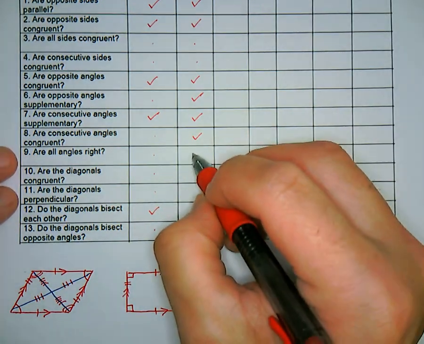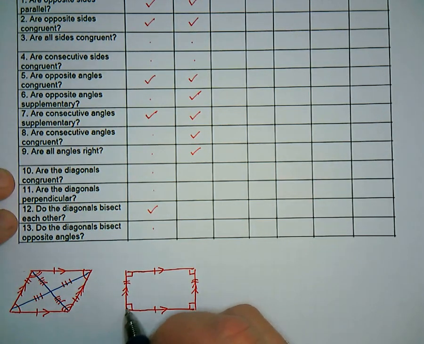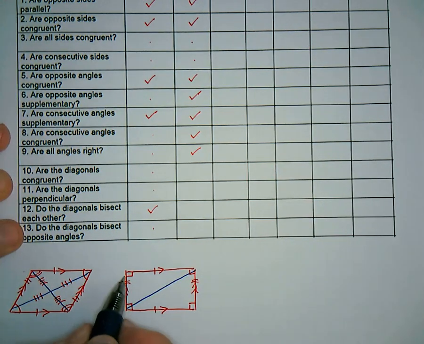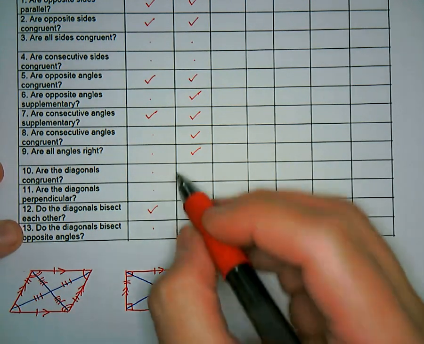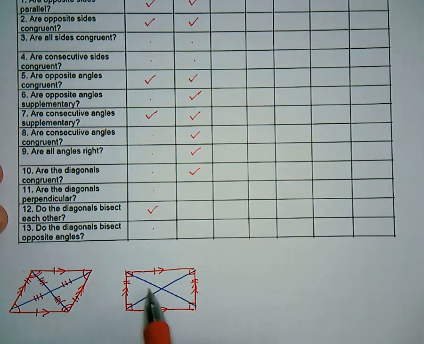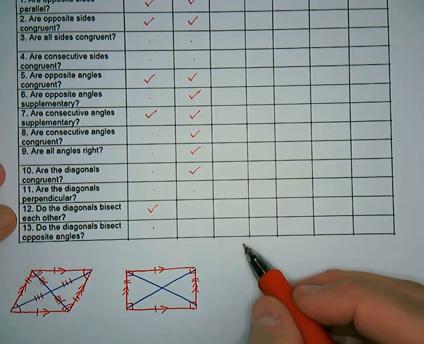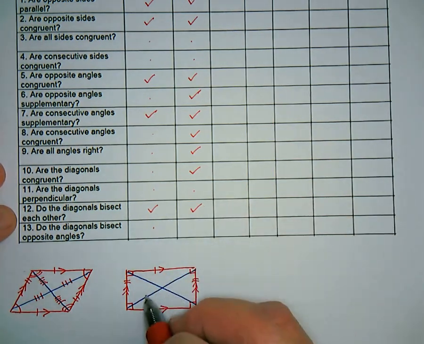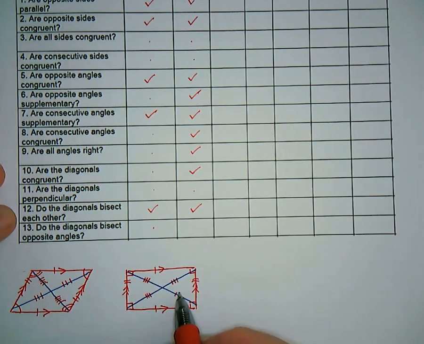Are all the angles right? Yes, they are. Are the diagonals congruent? So the diagonals, okay, when you take a rectangle, those are also congruent. Are the diagonals perpendicular? Do these cross at 90 degrees? Not necessarily. Do the diagonals bisect each other? Matter of fact, they do. Okay? They cut each other in half. Same thing here. Okay? And do the diagonals bisect the opposite angles? No, they don't. Okay?